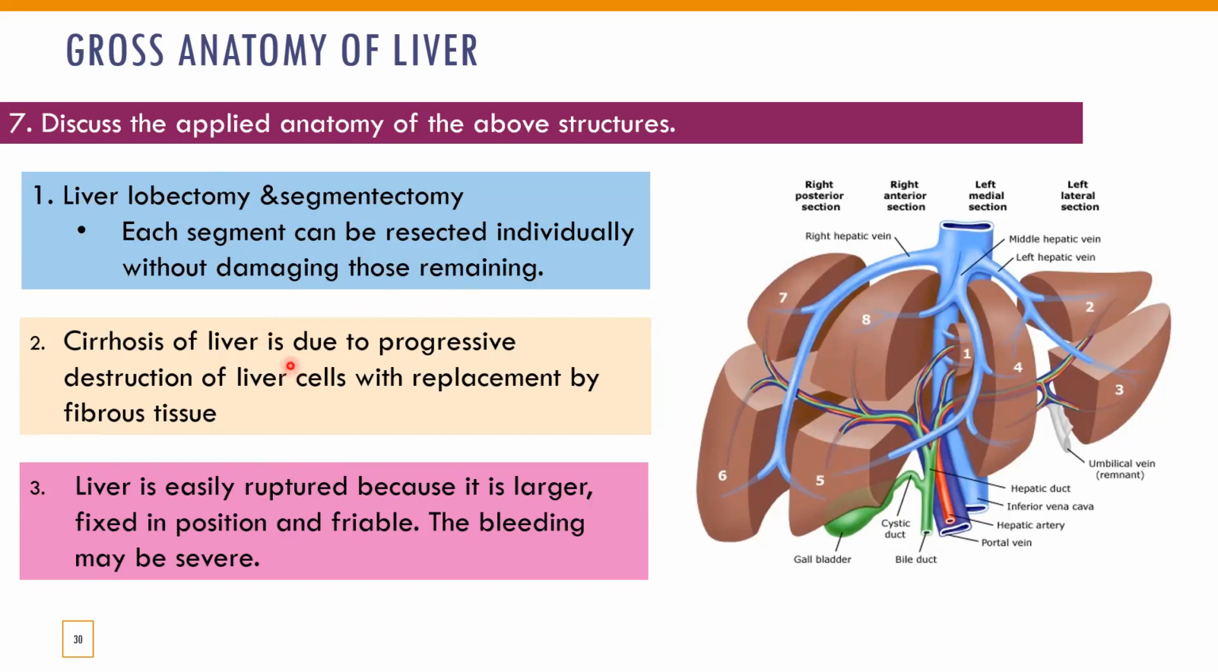And number 2, cirrhosis of the liver is due to progressive destruction of liver cells with replacement by fibrous tissue. So the liver becomes hardened, and it is not able to function well. The liver is easily ruptured because it is large and fixed in position. The bleeding may be severe if it is ruptured.